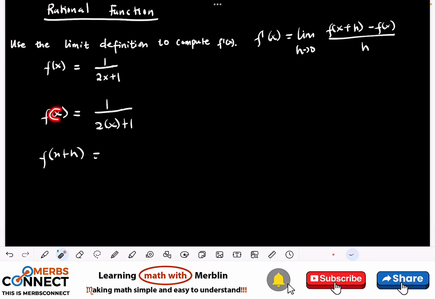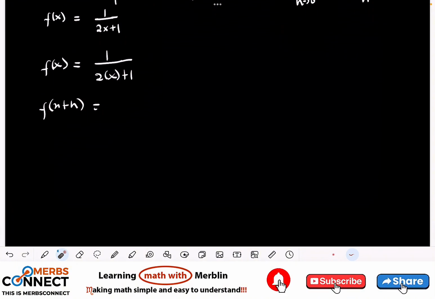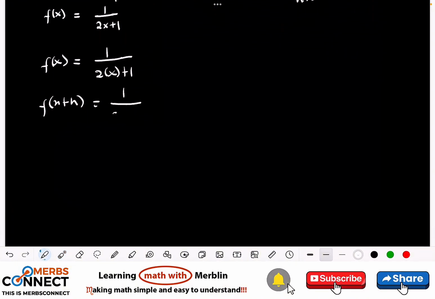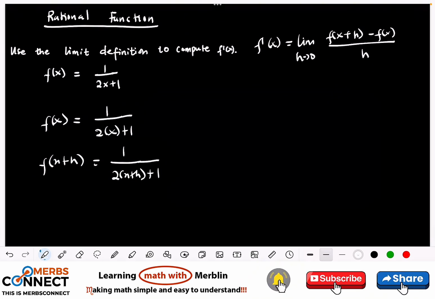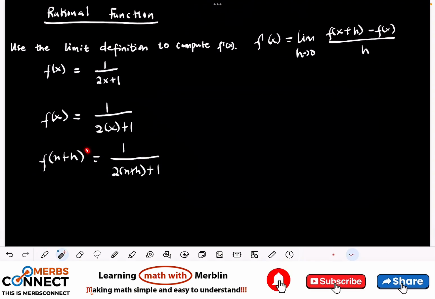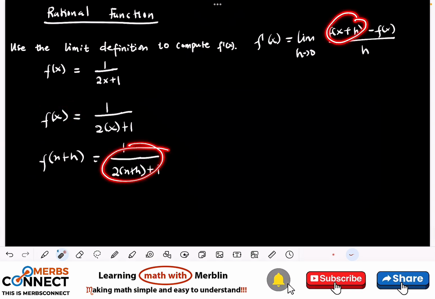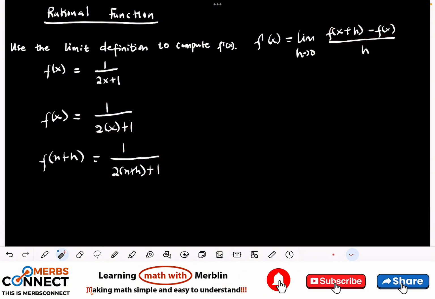So now the one in the parentheses here has changed to x plus h. So the one in the parentheses here will also change to x plus h. So I'm going to have 1 divided by 2x plus h plus 1. So this is what I'm going to get. Now I have my f of x plus h and I have my f of x. As we like doing it, instead of placing this one here minus this, I'm going to pick the one on the top here, simplify it, and then I'll come and put it there.